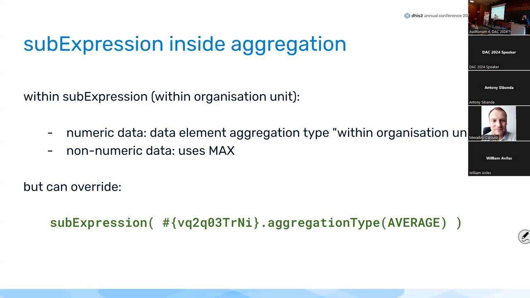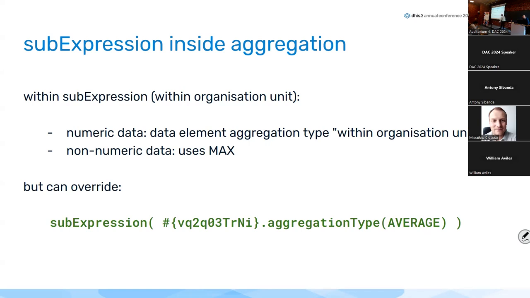If it's non-numeric data, we use max. Non-numeric data doesn't report so well in indicators because they return numbers, but we can use tests to see. And so for a non-numeric table, this includes Booleans. If you have Booleans, they're interpreted as one and zero. And so this will say, did I have any true values? If you have multiple values that you're aggregating within the organization unit. But you can override by using the aggregation type function. So within the sub-expression, you can have a data element dot aggregation type average. This means that within the sub-expression, it's going to use the average. Like, find me the average count of new positive or whatever you're looking at.